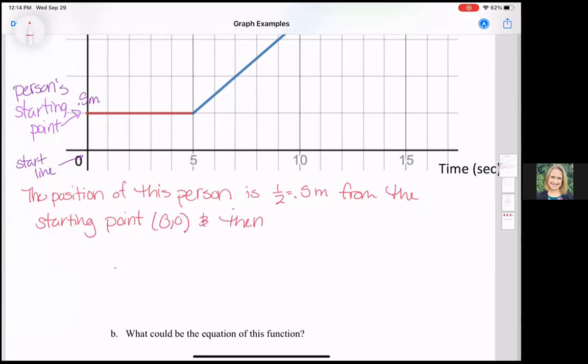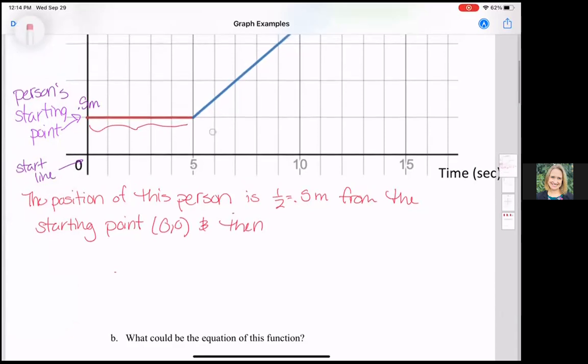And then we can look at what's happening here. It's this constant function. We labeled that, and we can say y equals 1/2. We're going to label that line. And so what's happening is time is moving, but their position is not changing. So they stay still until 5 seconds. So they're just standing still from 0 seconds to 5 seconds.